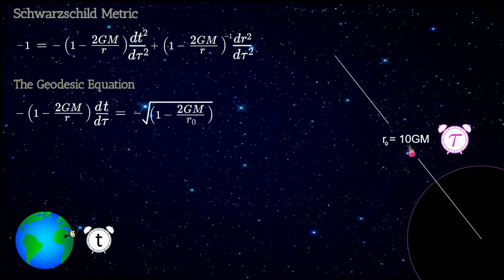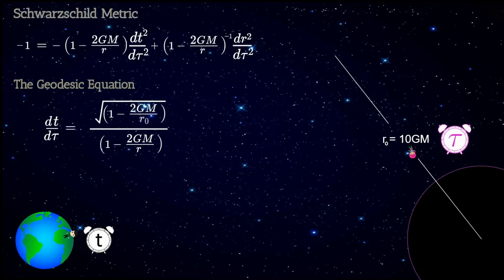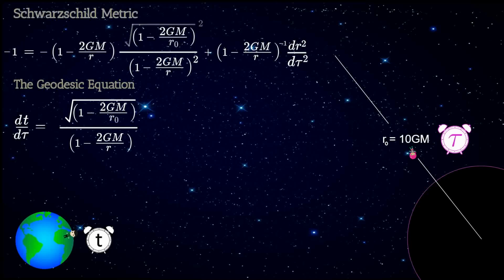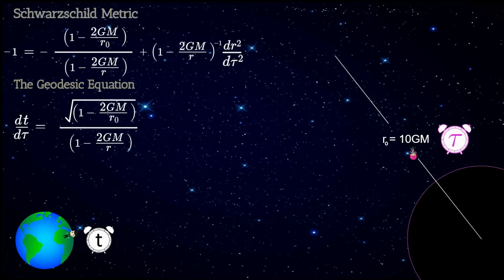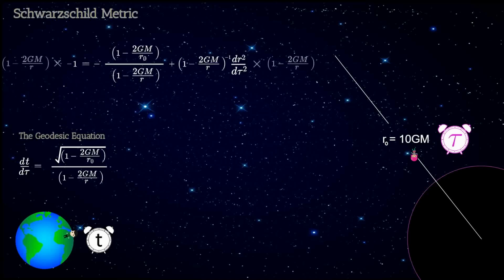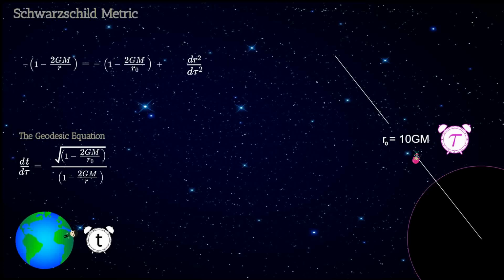And now let's solve for dt by d tau in our geodesic equation and substitute that into the Schwarzschild metric. Let's simplify this equation by multiplying both sides by 1 minus 2GM over r. And finally, let's rearrange to solve for d tau.